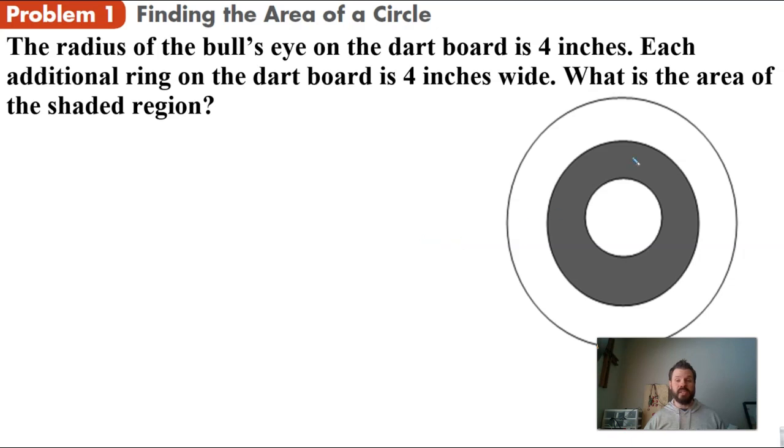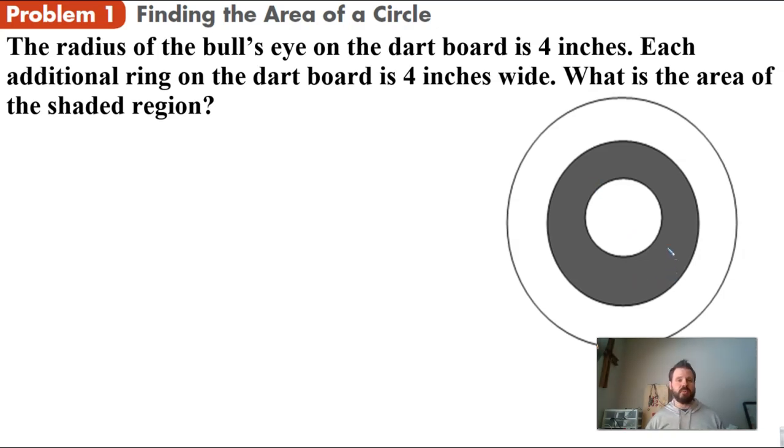So in other words, what's the area of this shaded donut shape we see in the middle of this dartboard? Now I didn't give you an area formula for a donut shape, but what I can do is find the area of this middle circle, coming to the edge of the shaded region, and subtract the area of the white circle in the middle. What I'll be left with is this shaded spot.